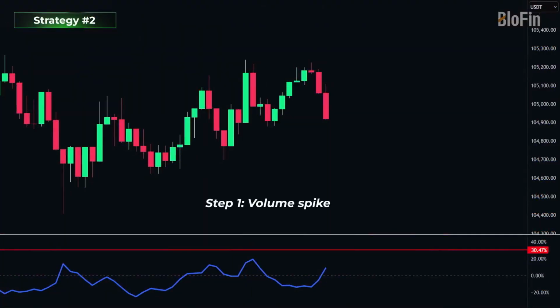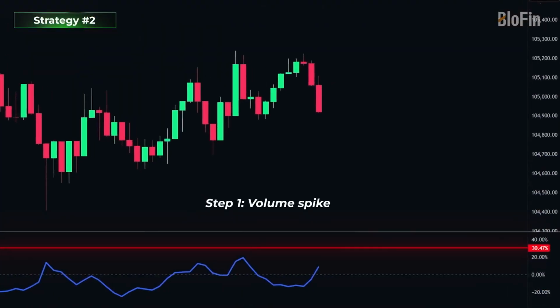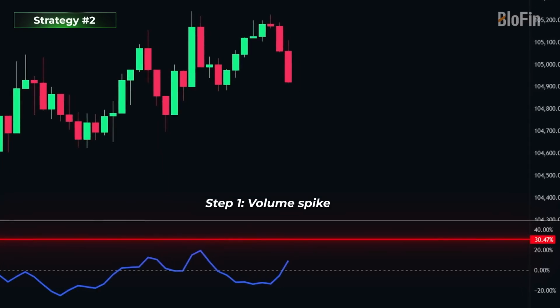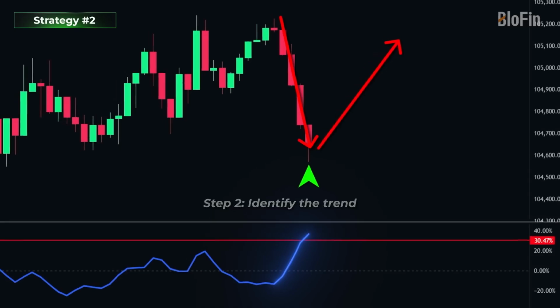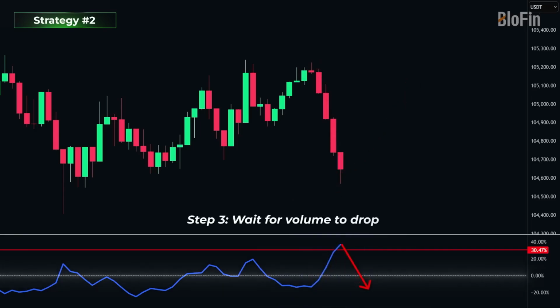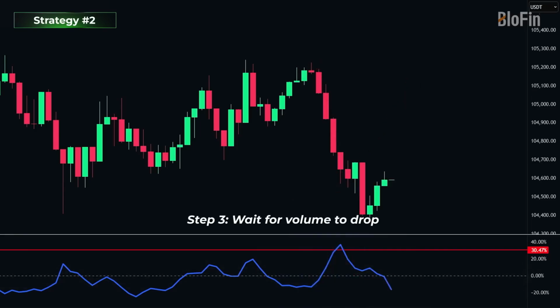Step 1. We're looking for a setup where the volume indicator crosses above the 30% line we marked earlier. This shows us that there's a spike in volume. Step 2 is identify the trend that led to that volume spike. For example, here, we see that when the volume spike happened, market was in a downtrend. So our objective is to try to time the end of this downtrend so we can open a buy position and catch the reversal. This brings us to step 3, wait for the volume to drop below the middle line. This confirms to us that the downtrend is losing strength and that a reversal is likely coming soon.